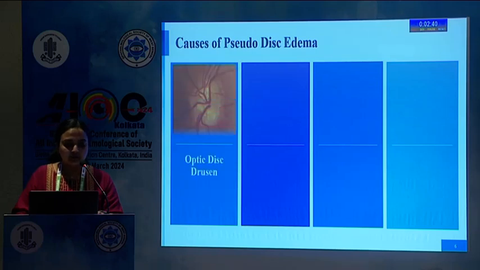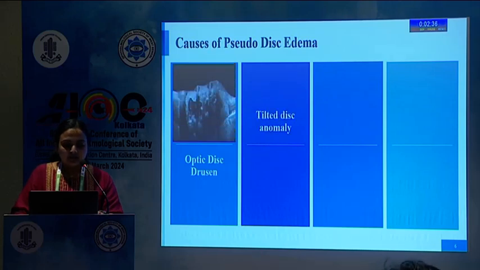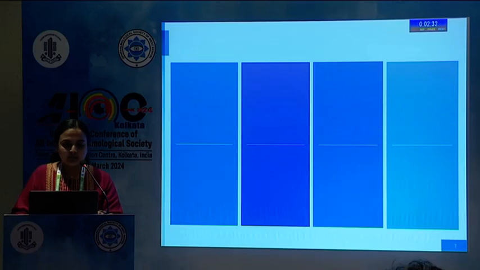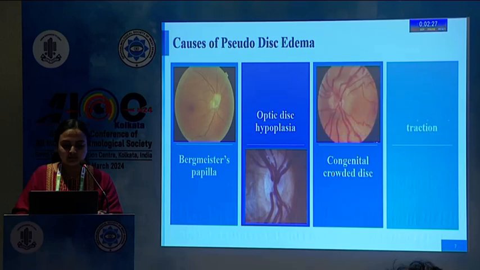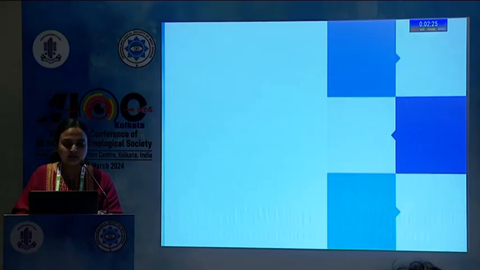The common causes are optic disc drusen. We get a lumpy, bumpy appearance on OCT. We also have tilted disc anomalies, morning glory syndrome, and myelinated nerve fiber layers. Other causes will include Bergmeister papilla, optic disc hypoplasia, congenital crowded disc, and vitreopapillary traction seen in PVDs.